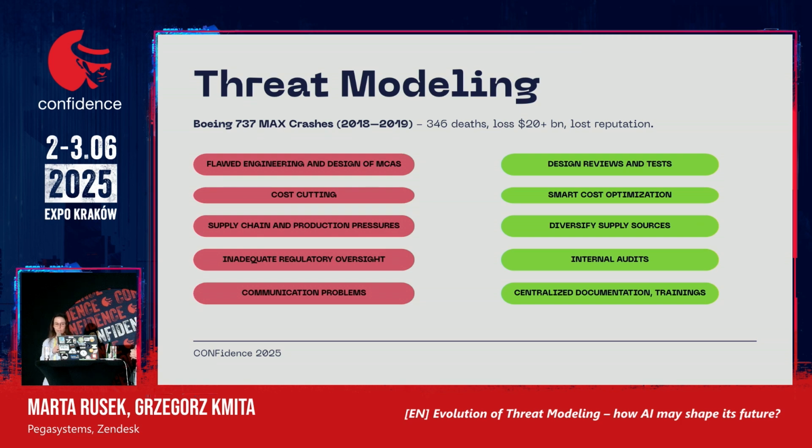And in this case, unfortunately, 346 people died, the company lost reputation and more than $20 billion. And we see on the right that we have things that may have caused this situation. Maybe if threat modeling had been prepared, focusing for example on the design of the projected systems, the company would have been able to improve that situation.